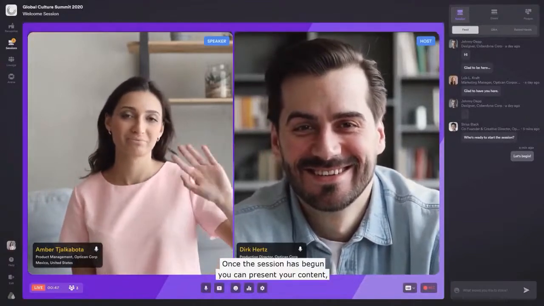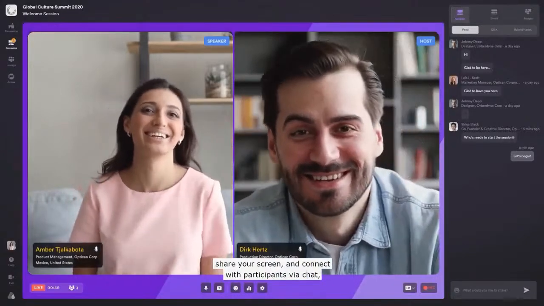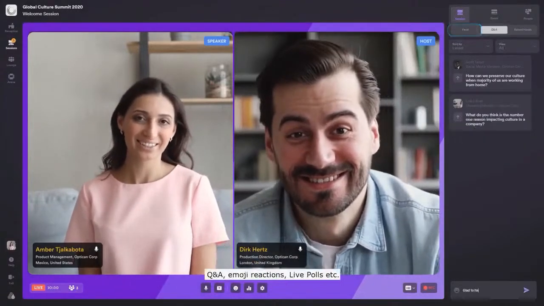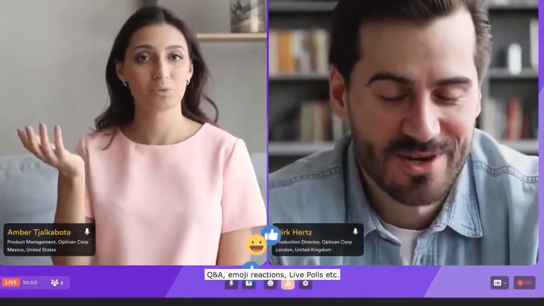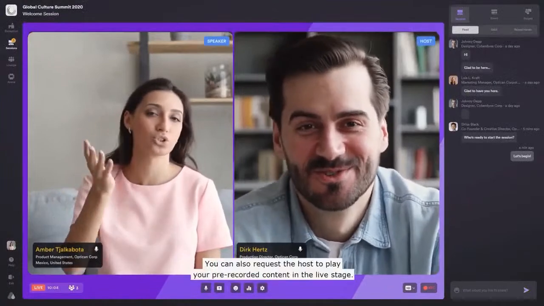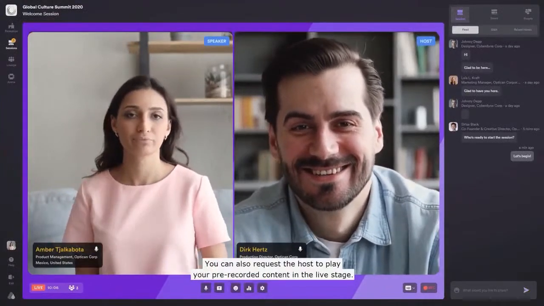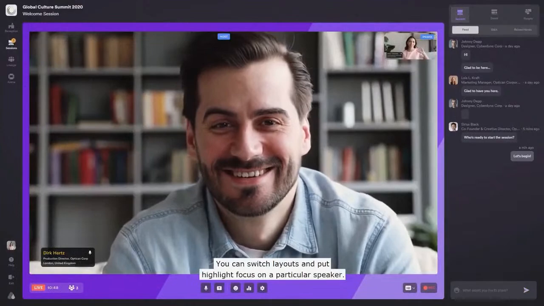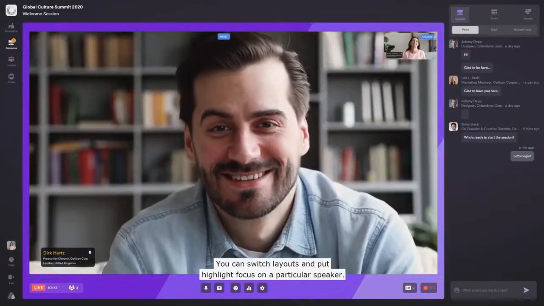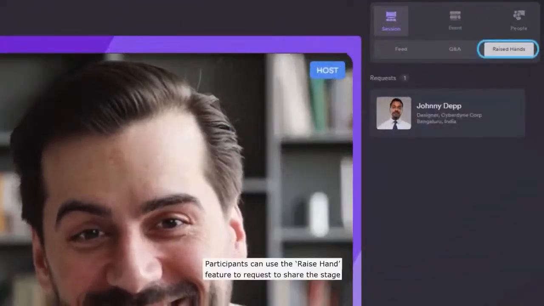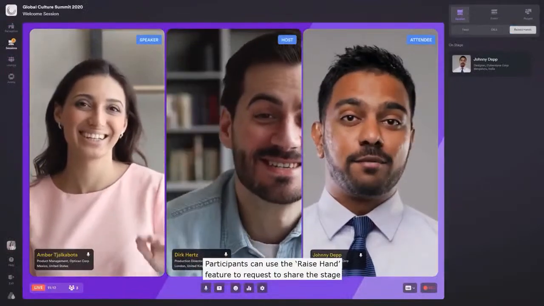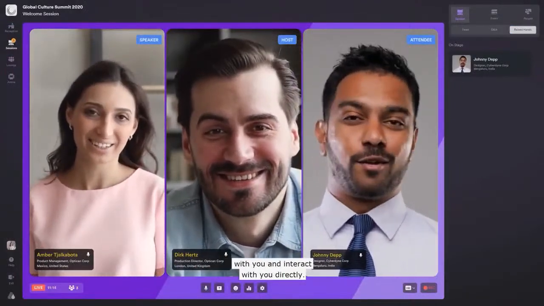Once the session has begun, you can present your content, share your screen, and connect with participants via chat, Q&A, emoji reactions, live polls, etc. You can also request the host to play your pre-recorded content in the live stage. You can switch layouts and put highlight focus on a particular speaker. Participants can use the raise hand feature to request to share the stage with you and interact with you directly.